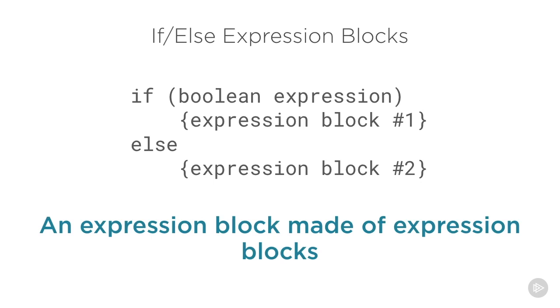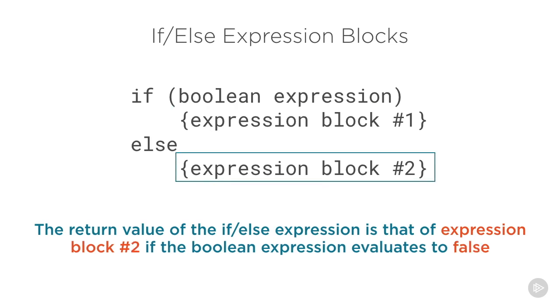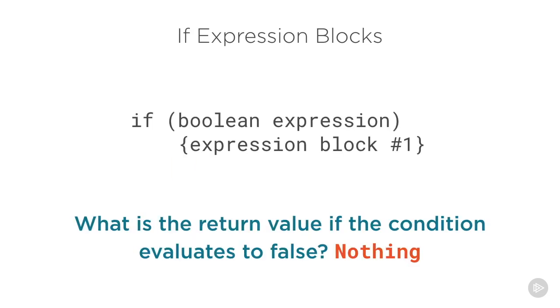First, a Boolean expression is evaluated. The return value of this Boolean expression must be true or false. If that return value is true, then the return value of the entire if-else expression is simply the return value of expression block number 1. If on the other hand the return value of the Boolean expression is false, then the return value of the if-else as a whole is going to be the return value of expression block number 2. Because of the return values, if-else expressions are actually similar to the ternary operator in C, C++ or Java.